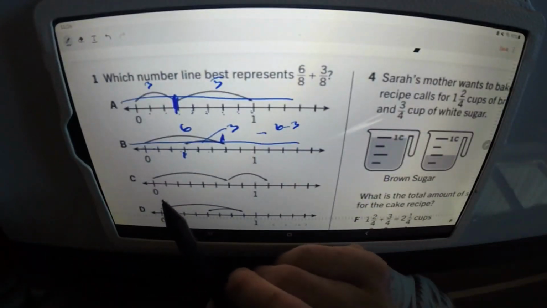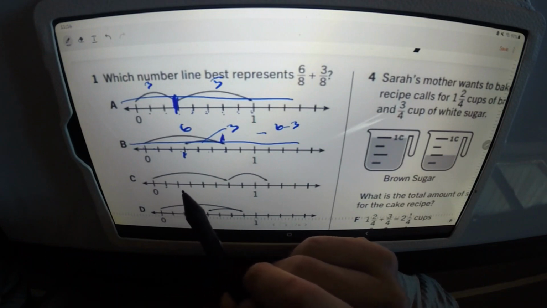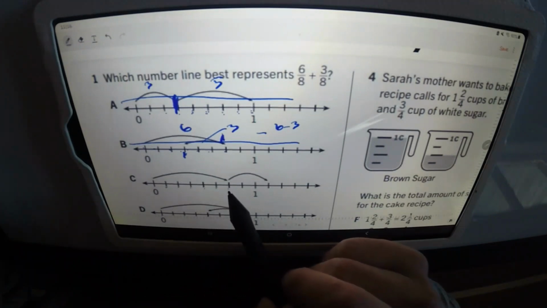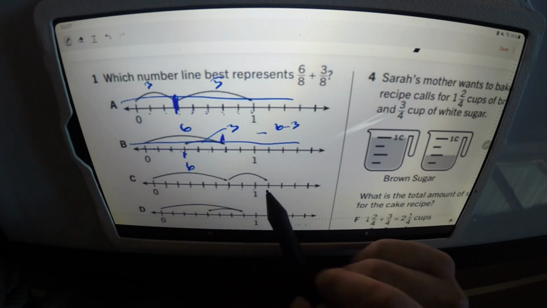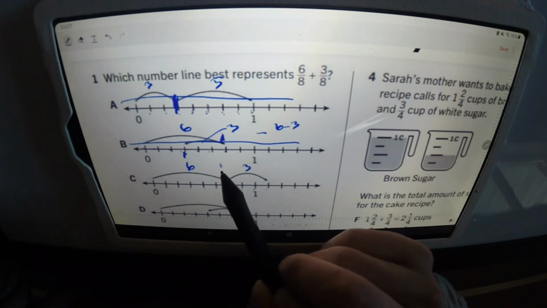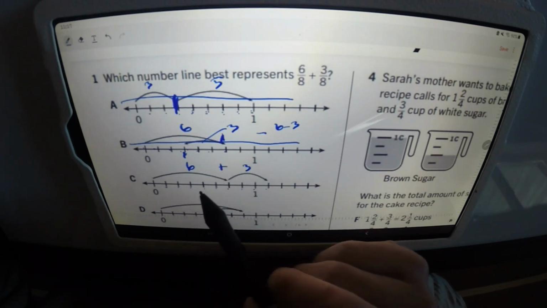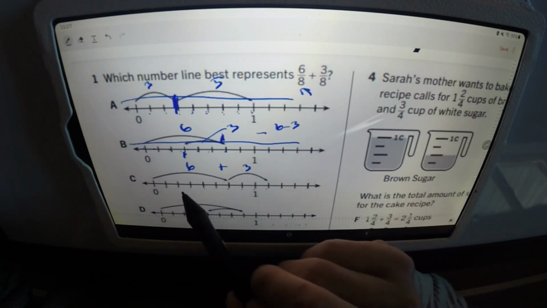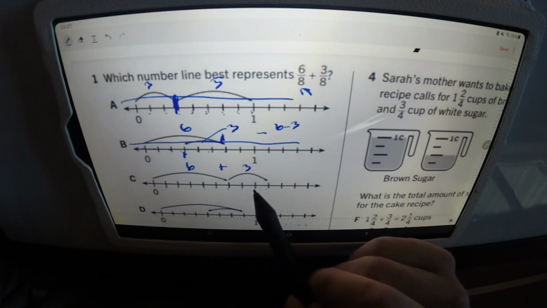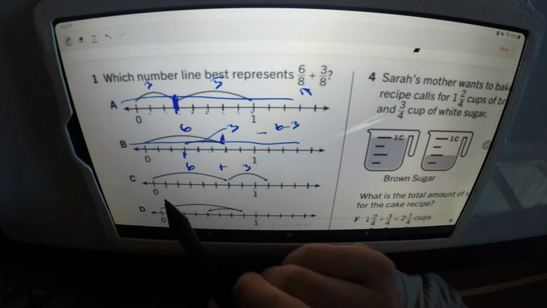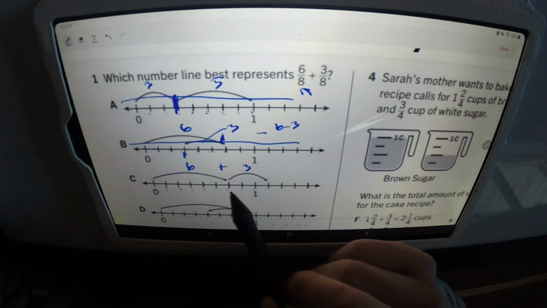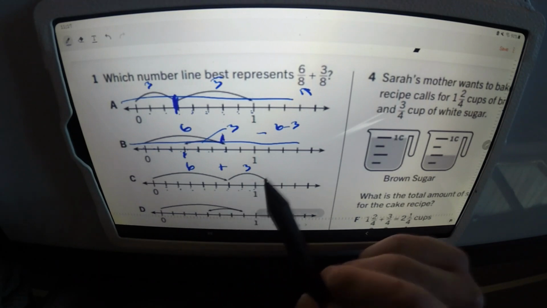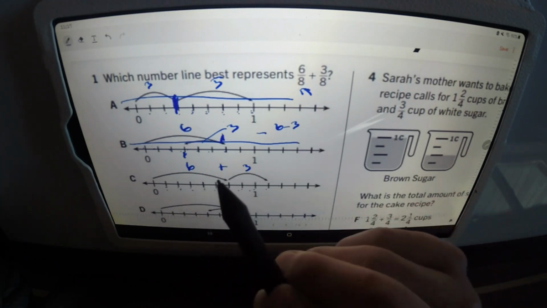Let's look at the C. From 0, 1, 2, 3, 4, 5, 6. This is 6. Plus 1, 2, 3, plus 3. And it's going forward, so this is 6 plus 3. In this case, this is the reason they're giving you the 8. I'll explain this to you right now. The reason they're giving the denominator 8 is because the space up to 1 is divided into 8 pieces. So that's 1, 2, 3, 4, 5, 6, 7, 8. 8 equals 1 whole. That's basically why they're giving you that denominator. But that's not relevant to this.